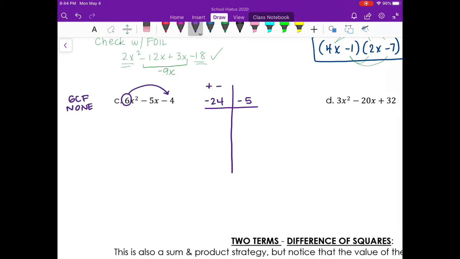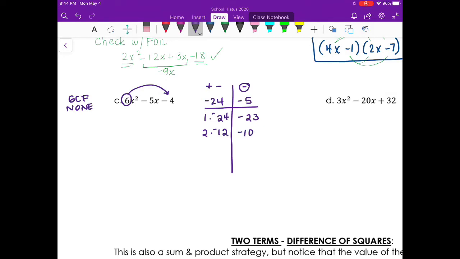A negative times a positive equals a negative. And the sum is negative, so the bigger factor is going to be negative. So if I start with 1 and 24, I'll make the bigger number negative, and that'll give me negative 23. Then I'll move on to 2. 2 times 12 is 24. 2 minus 12 is negative 10.